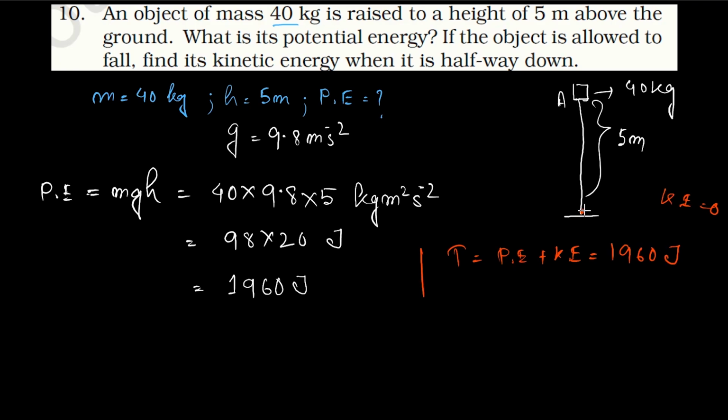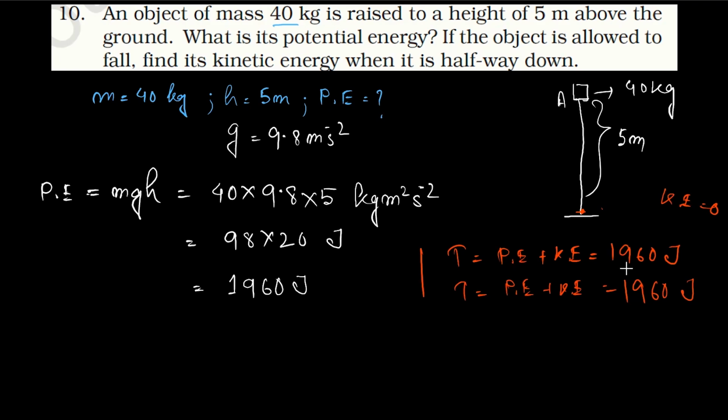Again, if the object is here, the kinetic energy will have the maximum value because of the velocity, and the height will be 0. Then potential energy plus kinetic energy, again the potential energy will be 0 at this position because height is 0, and the kinetic energy will be maximum. That value will be 1960 joule. So what we have understood from these two cases is that the total energy of the system remains constant.